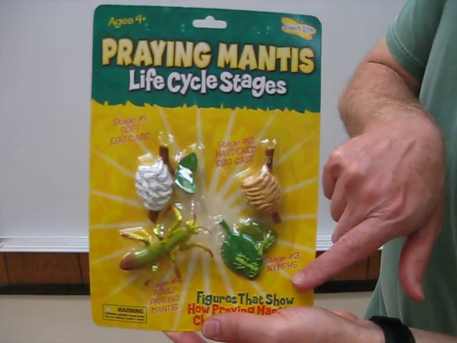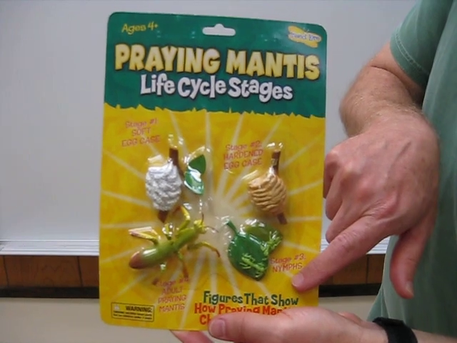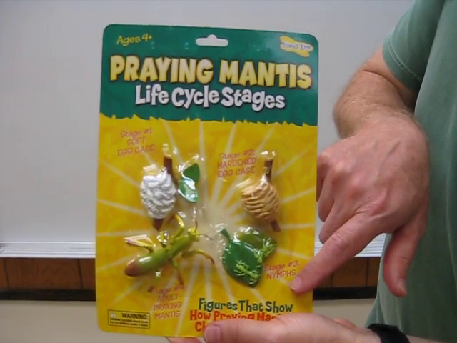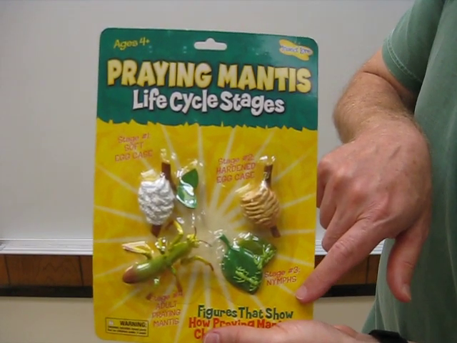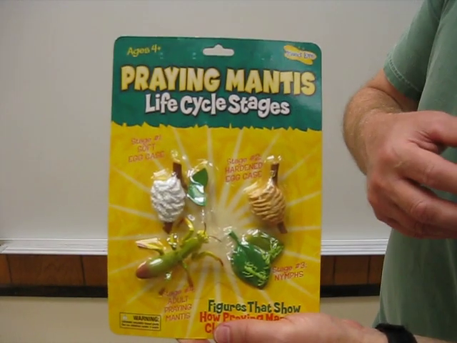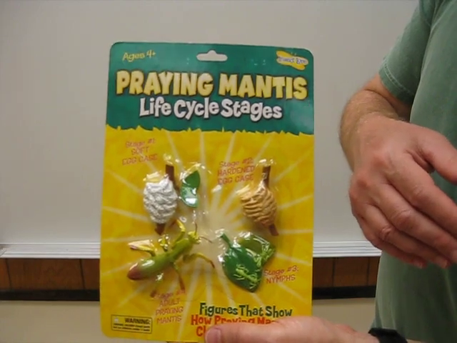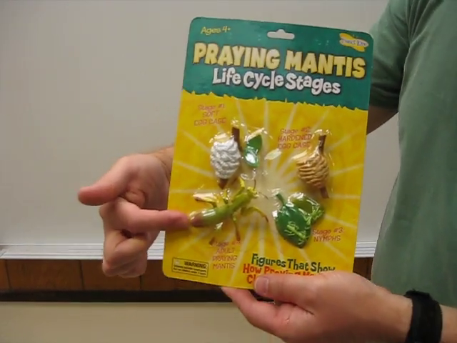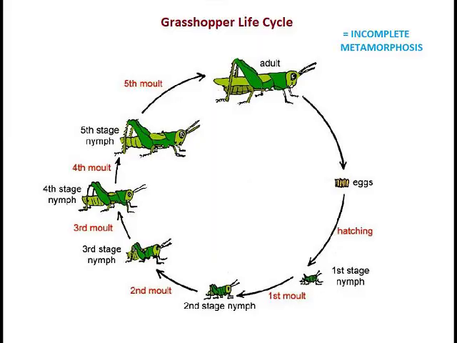These are called nymphs instead of larvae. And they don't really change the way they look, they just grow larger. They molt repeatedly, and each time they molt, they get closer and closer to the adult stage. So that's called incomplete metamorphosis.